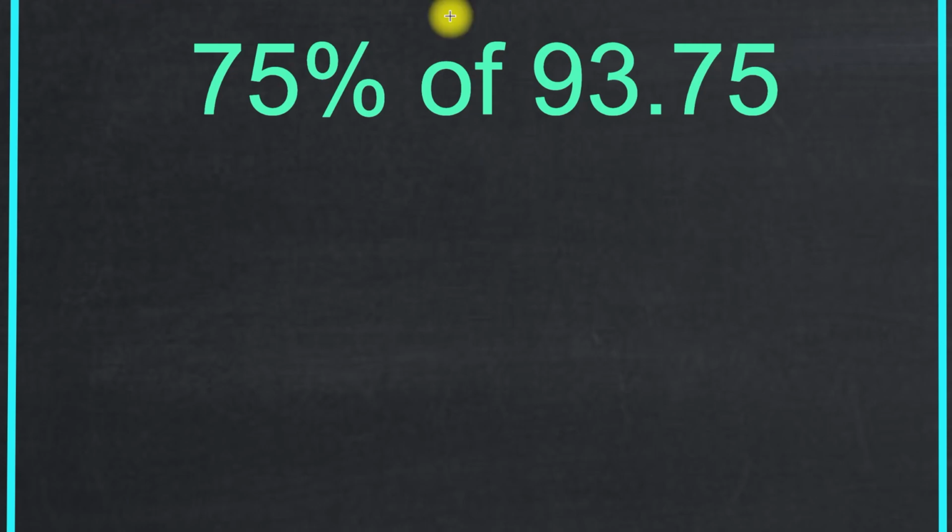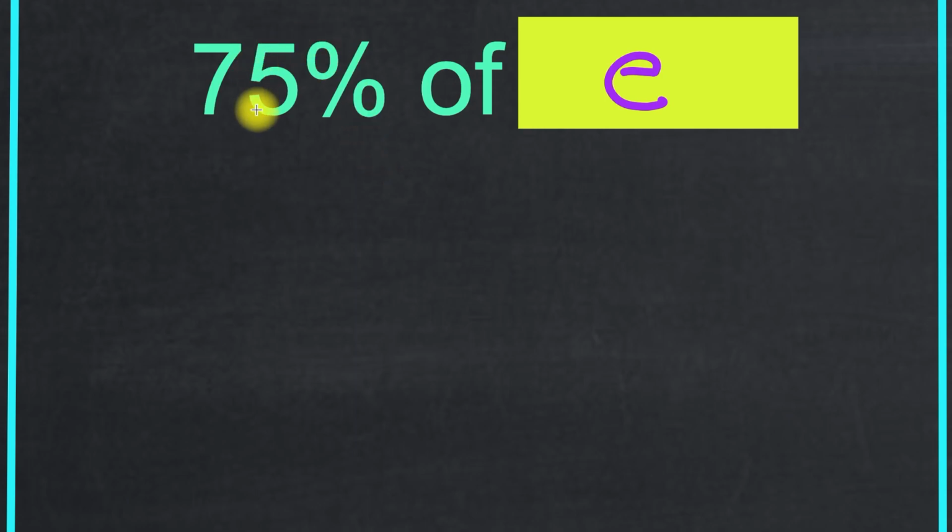So let's change that, and let's call this value E. So now we're trying to find 75% of E. So we'll convert this to a decimal. This of means times, and then we'll bring down our variable E. So let's convert this percent to a decimal. This has a decimal point right here. So I'll take that decimal and move it twice to the left.